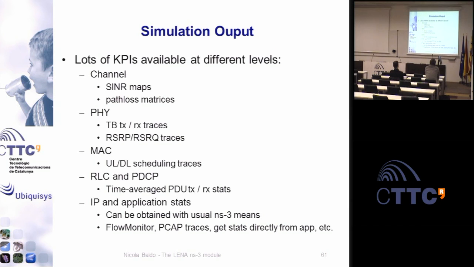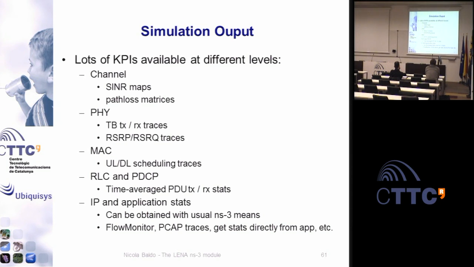For MAC KPIs, we basically have traces for uplink and downlink scheduling decisions. The tracing format is basically a summary of all the parameters that go through the Femtoforum API. Well, not all of them, but the most important ones, and that gives you a quick overview of what the scheduling decision was.